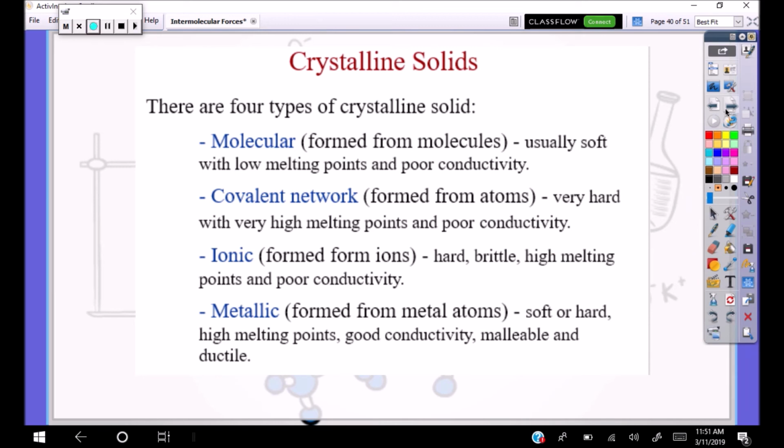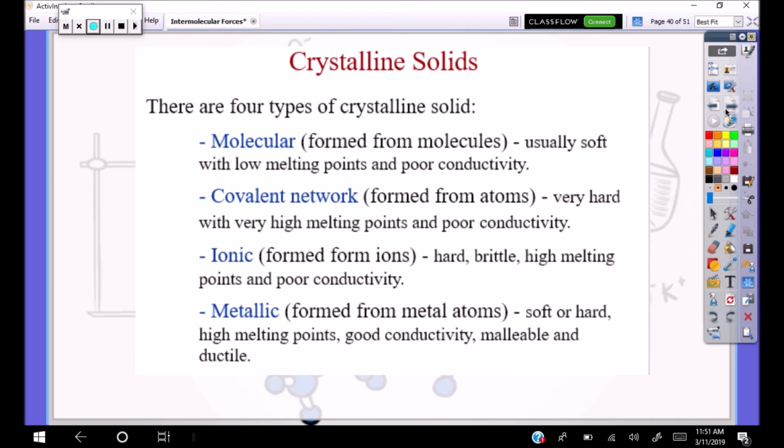Molecular solids tend to be soft with low melting points and poor conductivity. If you've ever seen sulfur before, sulfur is yellow and it's relatively soft. That is a molecular solid. Covalent network solids is formed with the atoms. They're very hard with very high melting points and poor conductivity.